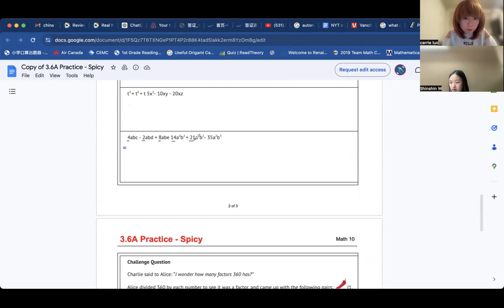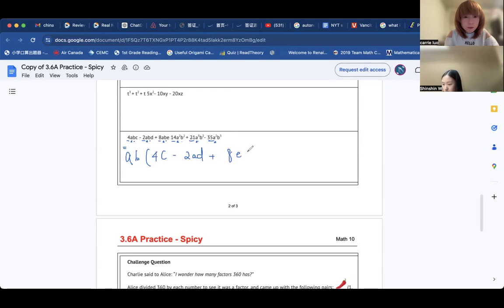4, 8, 14, 21, and 35. So the only possible part is 2, but these ones are odd numbers. So obviously, the number part we cannot do anything. So we do A. This one has an A, this one has an A, this one has an A, this one has an A, this one has an A, this one has an A. So A can be taken out. So B, B, B, B, B, B. So we can have B. So it's 4C minus 2AD plus 8E.